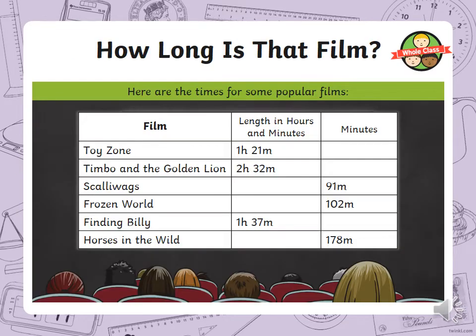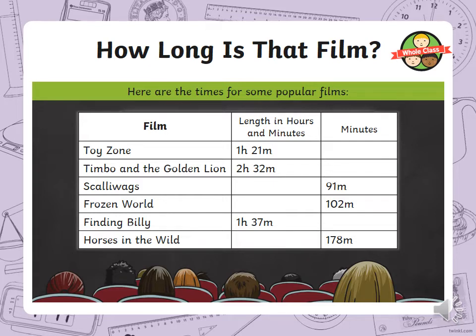Okay, how long is that film? Here are the times for some popular films. The films are Toy Zone, Timbo and the Golden Line, Scallywags, Frozen World, Finding Billy, Horses in the Wild. Length in hours and minutes, and the time in only minutes.